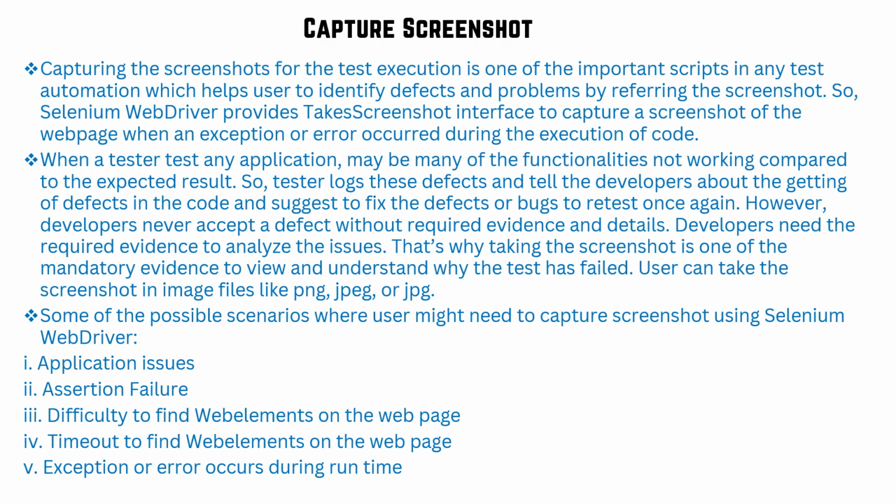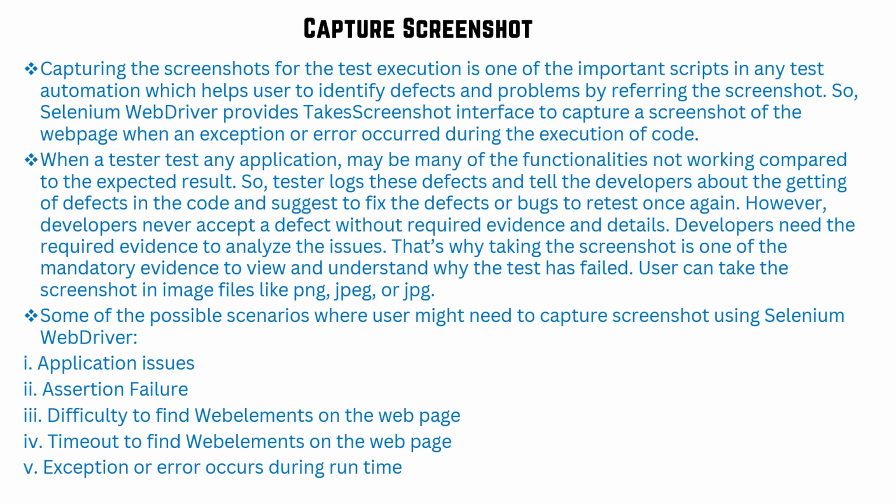So capturing the screenshot for test execution is one of the most important scripts in any test automation, which helps the user to identify defects and problems by referring to the screenshot. Selenium WebDriver provides the TakesScreenshot interface to capture a screenshot of the web page when an exception or error occurred during the execution of the code. When a tester tests any application, maybe many of the functionalities are not working compared to the expected result. So the tester logs this as a defect and tells the developer or other stakeholder about the defect in the code, and suggests to fix the defect or bug and retest again, so that they can certify that there is no defect or bug available in the application.